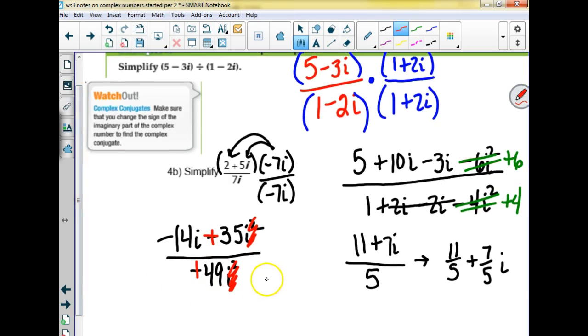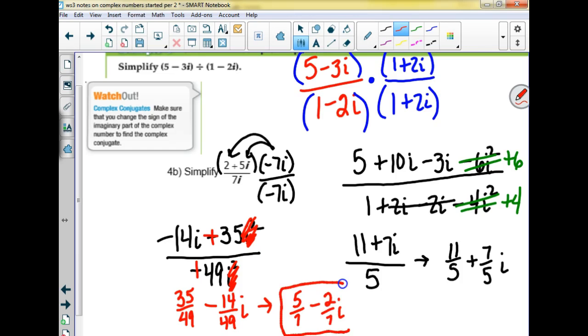So if I separated this as a fraction, let's see, the real part is 35 over 49, right? The part that still has an i is negative 14 over 49. So those would reduce by 7 to 5/7 minus 2/7 i. How did I do? Okay.